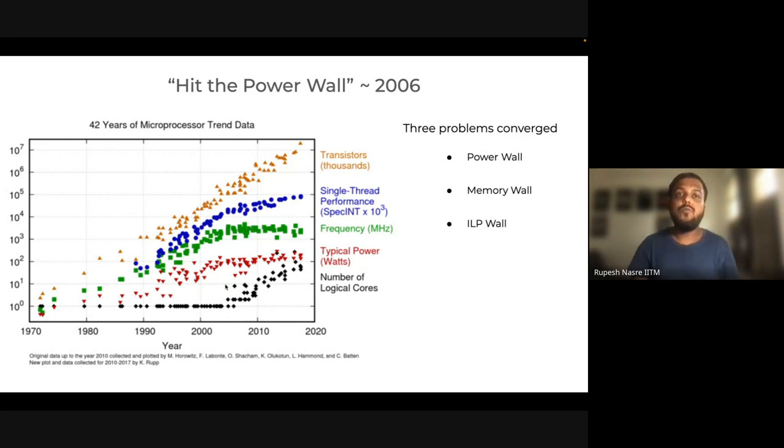But we can see the number of logical cores. Starting from 1917, it was strictly one, 10 to the power zero. But as soon as all these problems converged and we were not able to increase the performance of the CPUs, since we were striving to increase the performance, increasing the power wouldn't be a good solution. So instead of going with a single core, we can go with multiple cores. While the performance of single thread flattens, we can see the increase in parallelism rises.